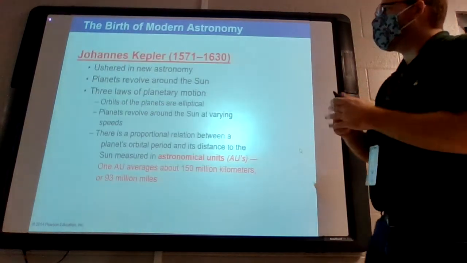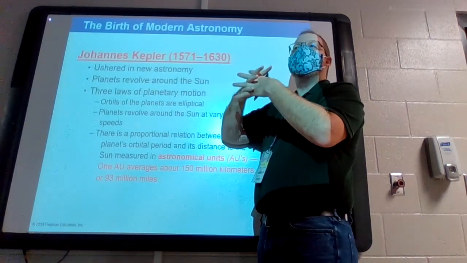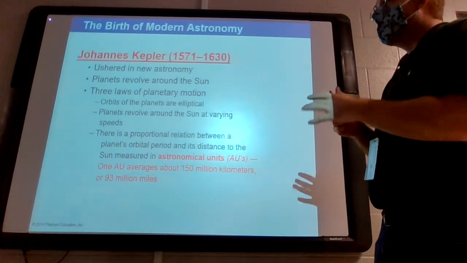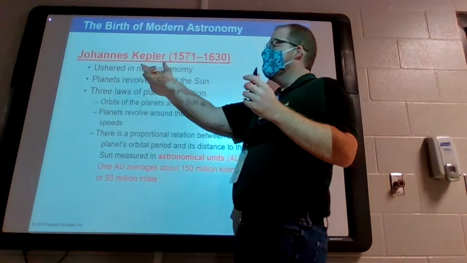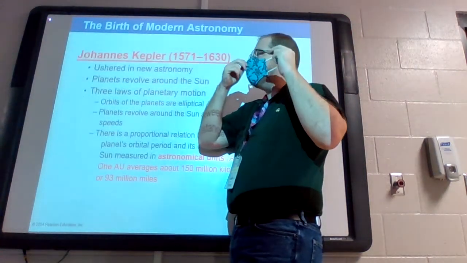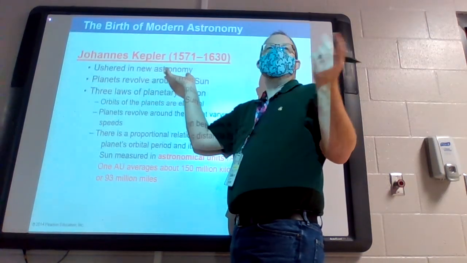So the next person we're going to come to is Johannes Kepler, and you can see that their lifetimes even overlapped. And so very quickly we're getting important additions to the understanding of the solar system and how the planets move. Kepler is very famous. There's an awesome telescope named after him, the Kepler Space Telescope. He ushered in the new age of astronomy.